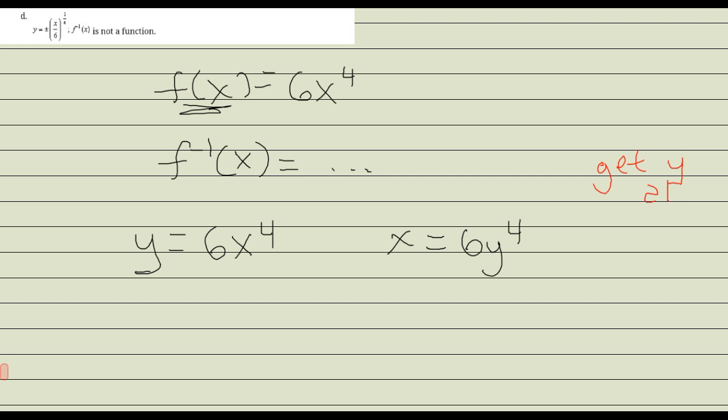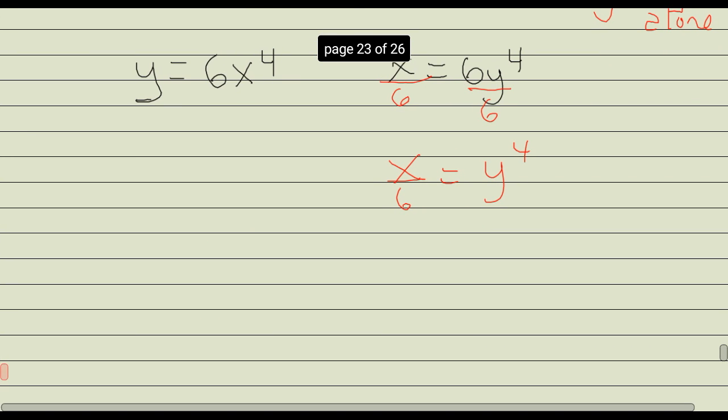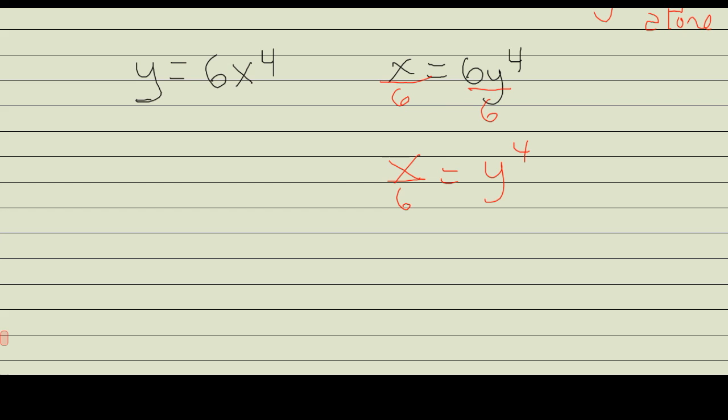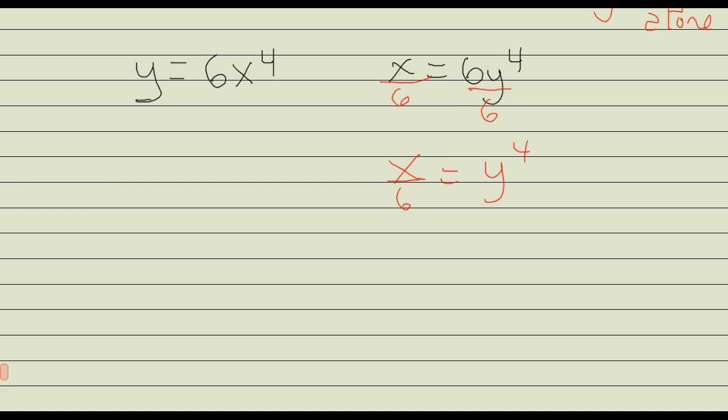Again, it's get y alone. That's my next step. Okay, so first thing I'm going to do is divide by 6, right, because we're going reverse order of operations. And I'm going to get x over 6 equals y to the 4th. And then finally, there's only really one more step, and what they do here, I'm pretty sure, is they raise both of these to the 1/4 power.